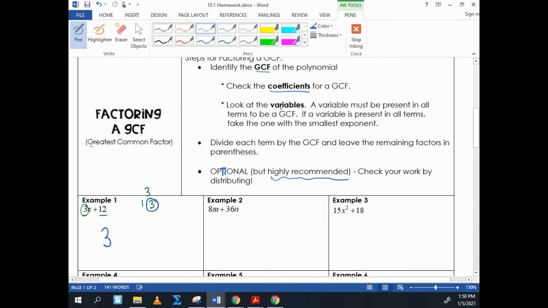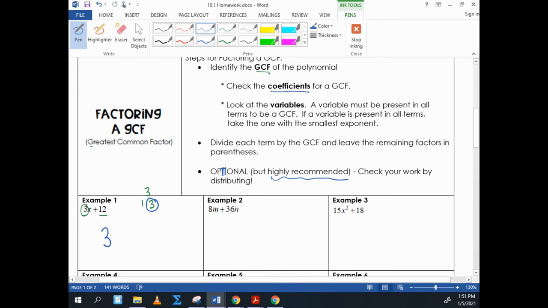Okay, the next thing they want us to do is look for variables. A variable would have to be this x right here. It has to be present in all the terms in order to be part of the greatest common factor. So notice I have an x in the first term, but no x over here. That means x is not going to be part of our greatest common factor. If there are x's in both of them, you're always just going to take the smallest exponent. So say there was maybe an x to the 5th and an x to the 3rd. You would factor out the smallest exponent, the x to the 3rd. Leave the 5th alone, but factor out the x to the 3rd. But in this case, there are no variables in both of them. So 3 is my greatest common factor.